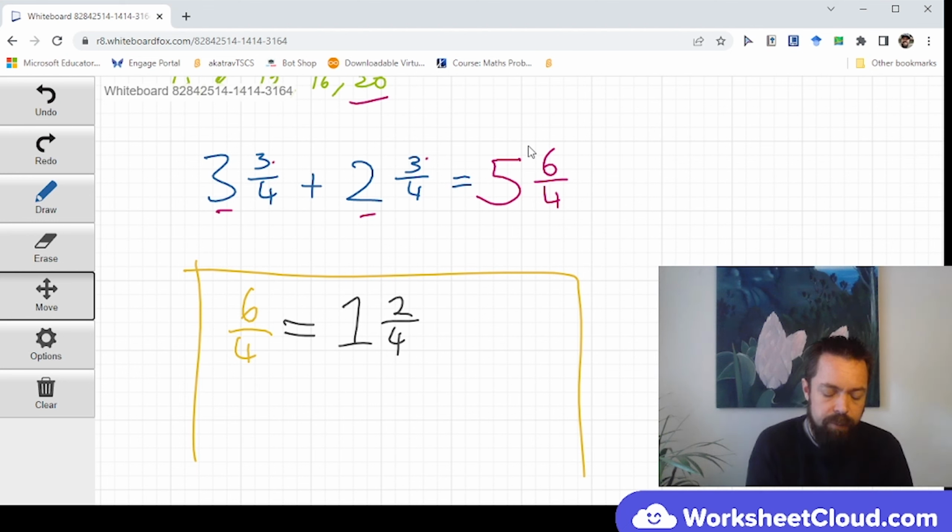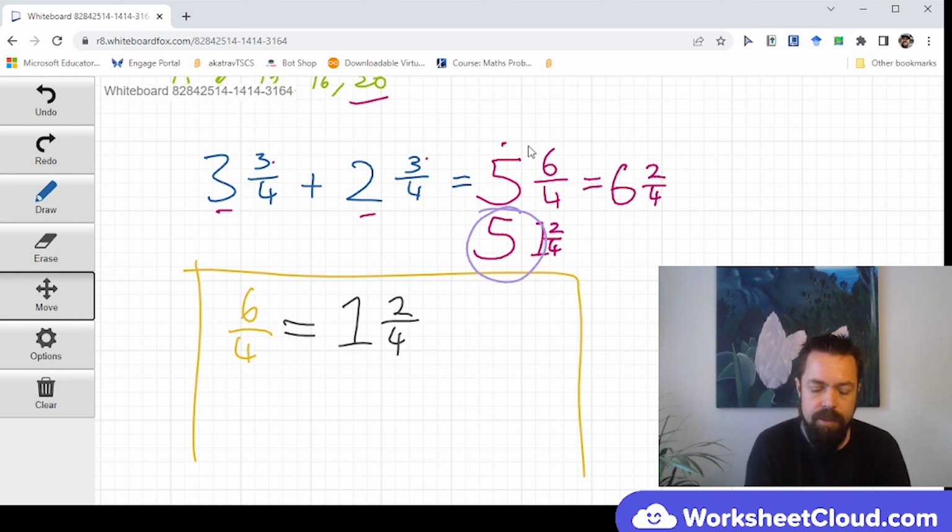Well, that's all very well and good. So we can say, and we would never write it like this, but we could say that we had 5, and then we had 1 and 2 over 4. But these two are actually both supposed to be together. So what we would really do is carry that 1 and add it to my whole numbers. So that would become 6, and I'm left with 2 over 4. So that's the final answer, 6 and 2 over 4, or if you want to simplify, 6.5.